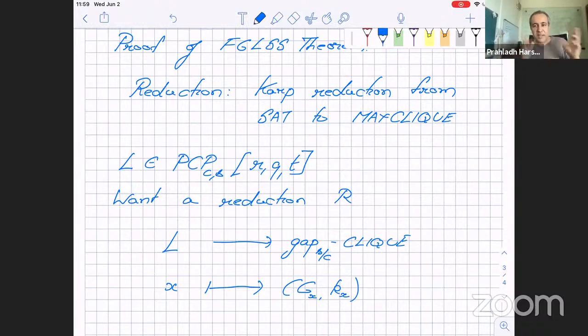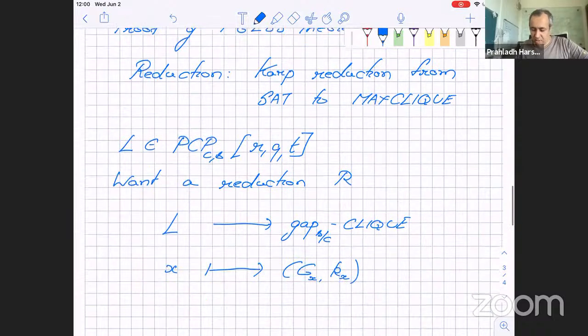So give me an instance X of the original problem, of the language L. From that, I need to construct an instance of the gap clique problem. What's an instance of the gap clique problem? It's a pair. I have to construct the graph Gx from X as well as a number Kx associated with the graph. And it should be a yes or no instance depending on whether X is in the language or X is not in the language. Okay. And how are we going to do this?